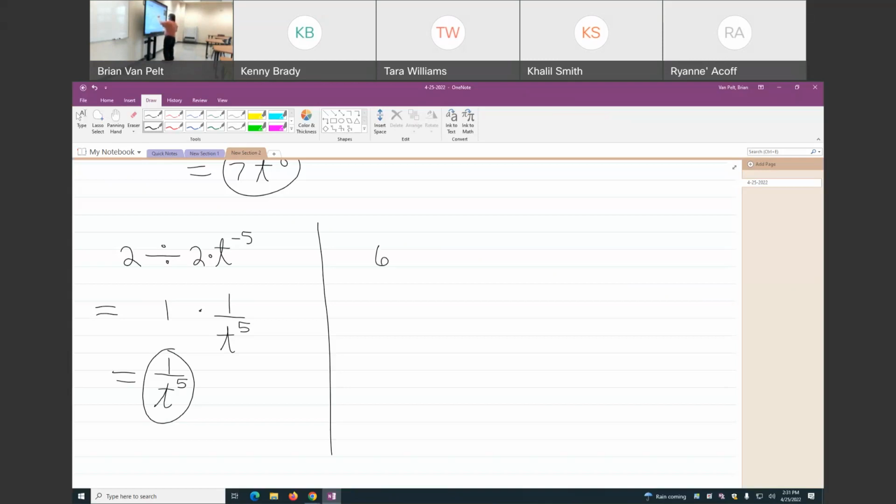We have 6x to the 5th divided by 7, divided by 6x to the 8th divided by 7. So simplify it, and if you need to, write the answer with positive exponents.